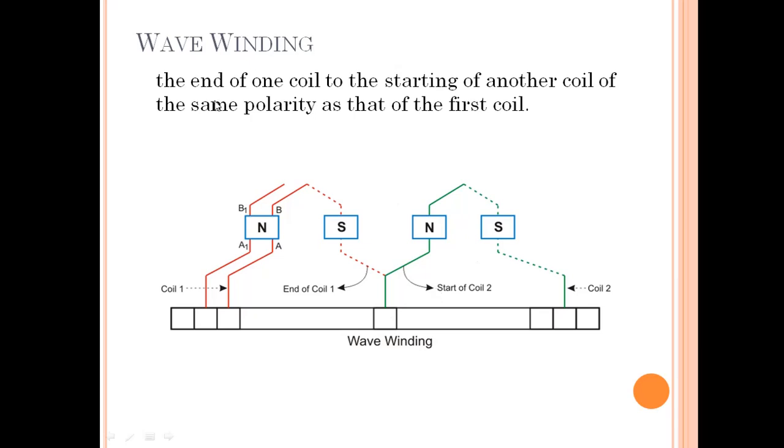Clear? So the end of one coil is connected to the starting of another coil of the same polarity as that of the first coil. So the polarity of these two will be the same. That's why you can see it is under the north pole and it is also under the north pole, right?